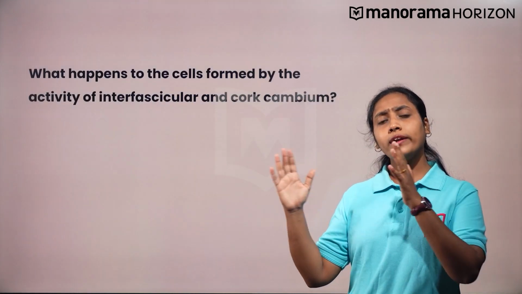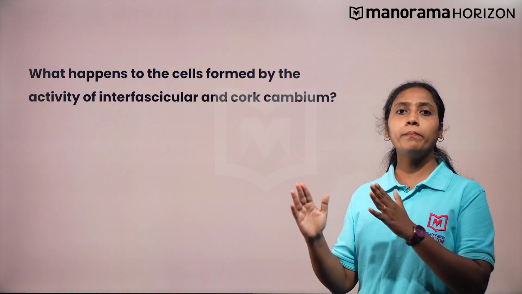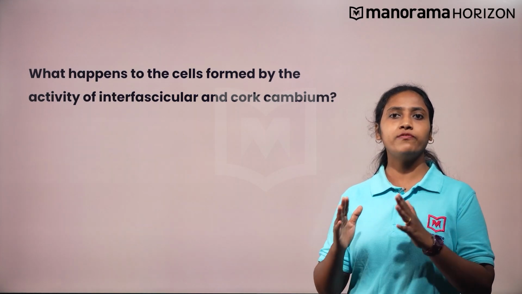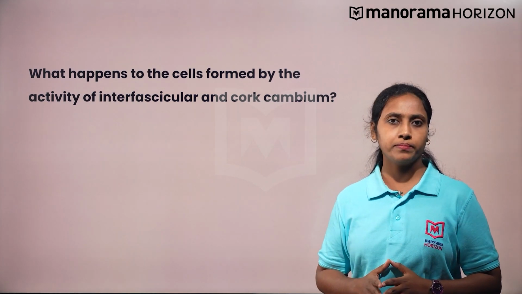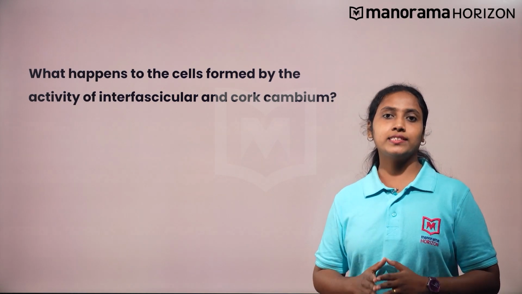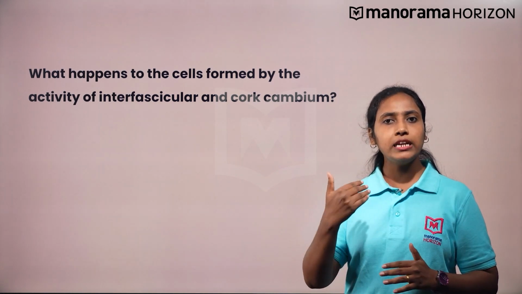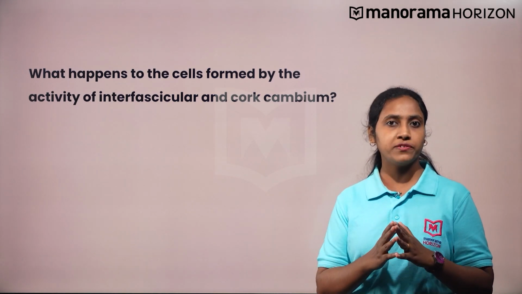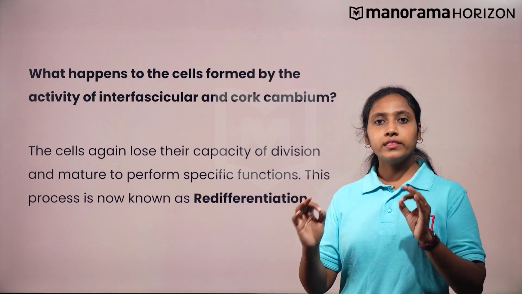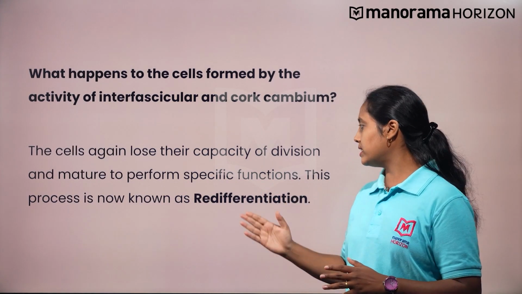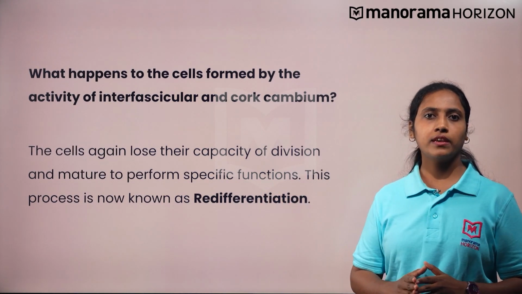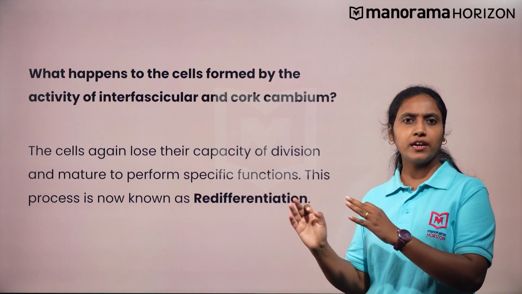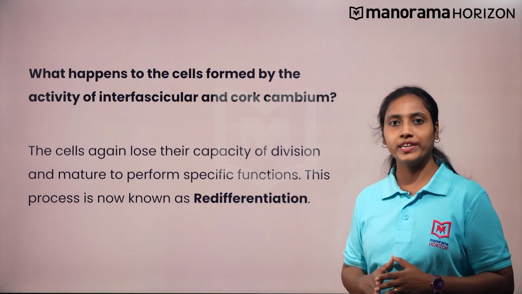Now, what happens to the cells formed by the activity of interfascicular and cork cambium? Yes, these cells again lose their capacity of division and mature to perform specific functions. This process is known as redifferentiation. Can you list some plant tissues that are formed due to redifferentiation?